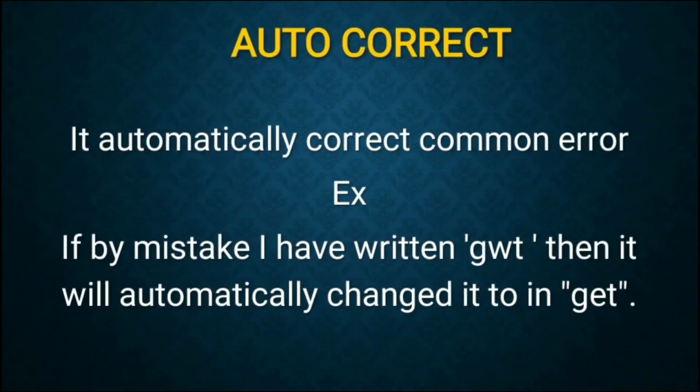Now the next topic is autocorrect. It automatically corrects common errors. For example, if by mistake I have written GWT, when I want to write get, then it automatically converts it into get, G-E-T. I am not giving any instruction to the system to convert it, but the system automatically converts GWT to G-E-T.